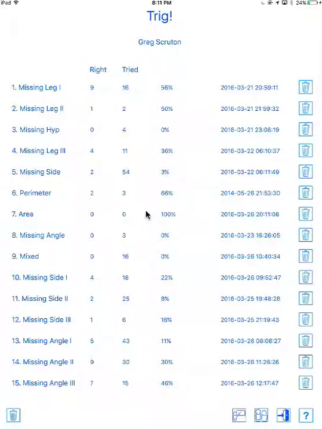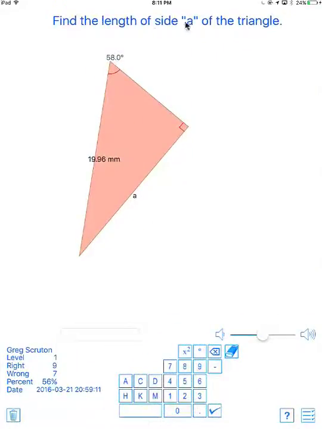Let's get going with level 1. Find the length of side A of the triangle.